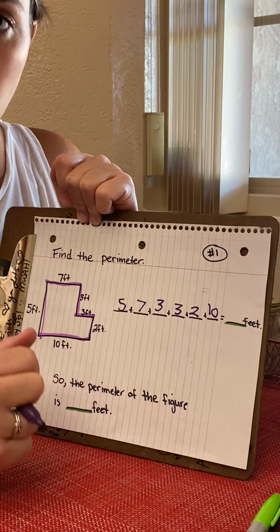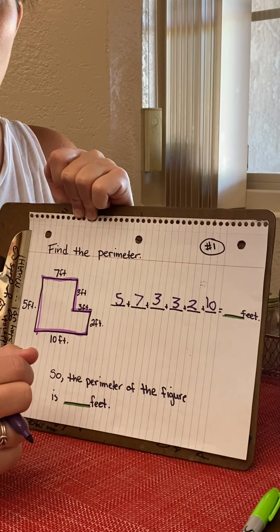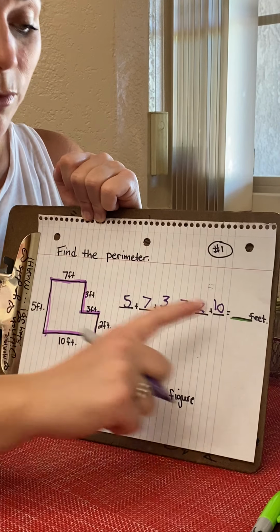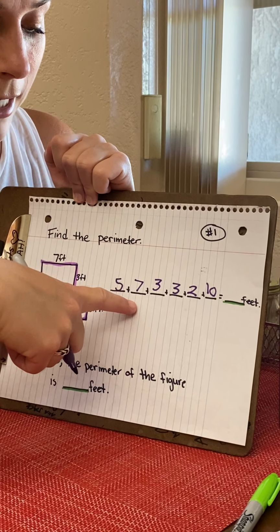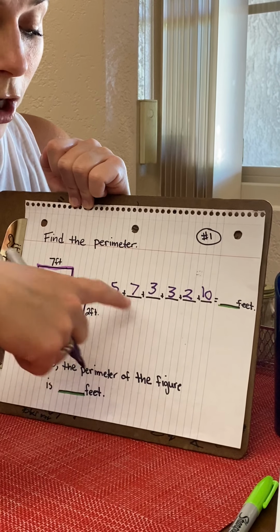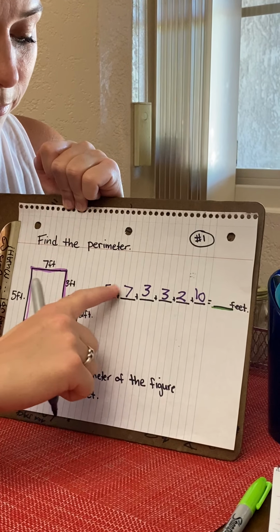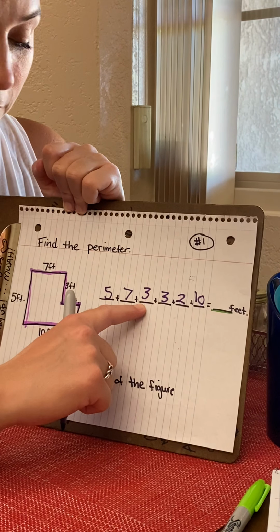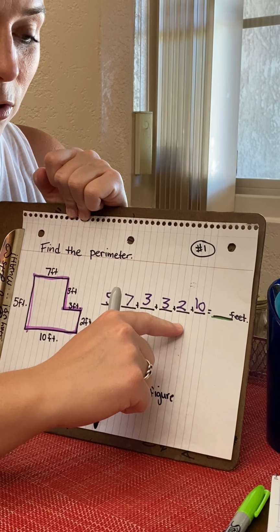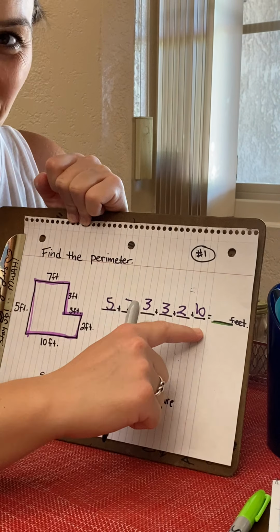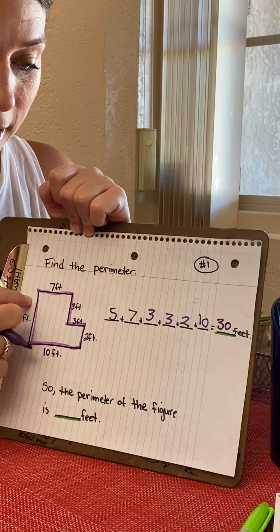So after you write down all those numbers, I want you to pause the video and see if you can add up those numbers and give me what you think the perimeter of the figure is. So you should have your answer, and now let's check and make sure you have it correctly. So I'm going to think to myself, 5 plus 7. If you don't know, start with the bigger number, 7, 8, 9, 10, 11, 12. So 5 plus 7 is 12, plus 3 is 15, plus 3 is 18, plus 2 is 20, plus 10 is 30. So the perimeter, or the distance around our 6-sided figure, is 30 feet.